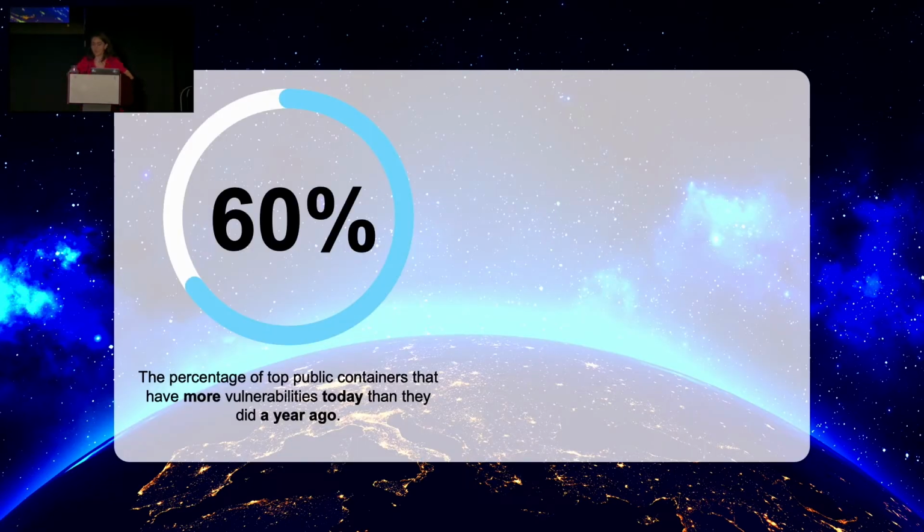So take, for example, the 60%. That's the percentage of top publicly available containers that have more vulnerabilities in them today than they did a year ago. The rest of the containers haven't improved that much, and we will be talking about the rest of the containers in a bit. But remember that this is after a year of intense focus on software supply chain security in the aftermath of multiple security incidents. We talk about 2022 as the year of software supply chain security.